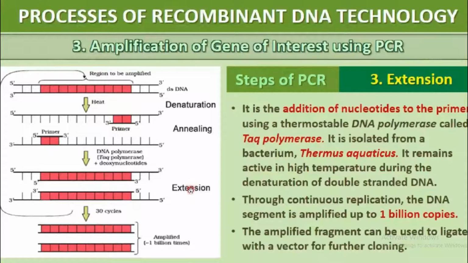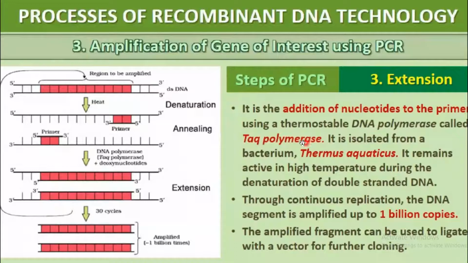And the third one we can see here, that is known as extension. It is the addition of nucleotides to the primer using a thermostable DNA polymerase enzyme called Taq polymerase. So extension is the addition of the nucleotide to the primer using a thermostable DNA polymerase enzyme. Example of that enzyme is Taq polymerase enzyme.